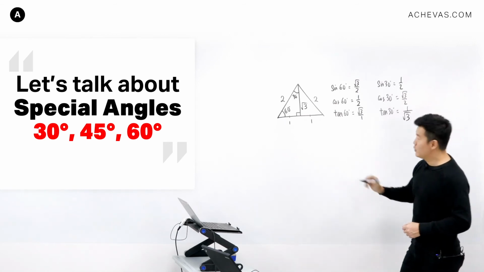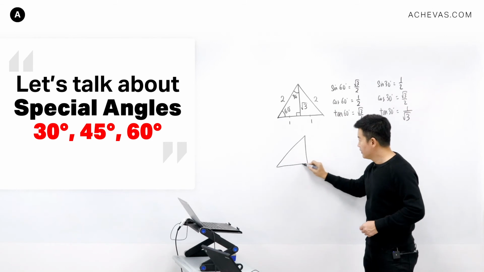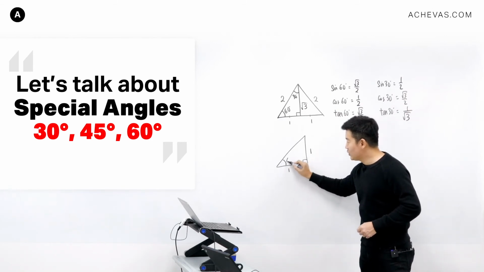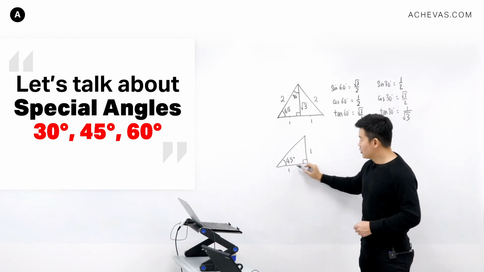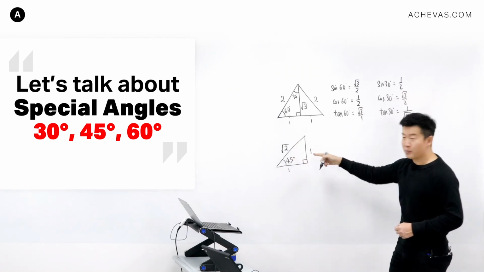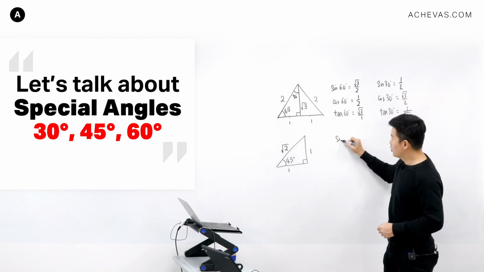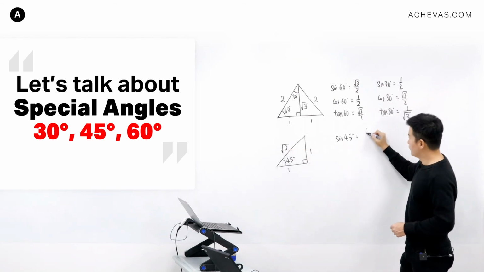And for 45 degrees, we are going to make use of a right-angled triangle with sides 1, 1. And that makes this angle here 45 degrees. Applying the Pythagoras theorem, square root of 1 squared plus 1 squared is going to give us square root of 2. So based on this triangle, now we can also quote sine of 45 degrees, which is 1 over square root of 2.